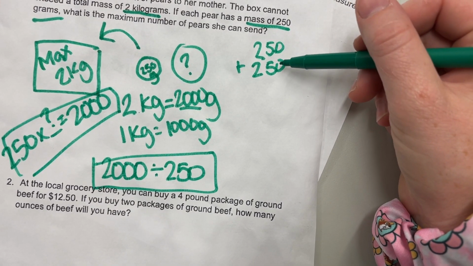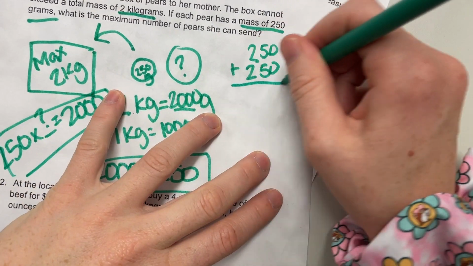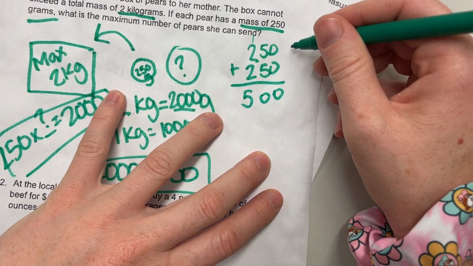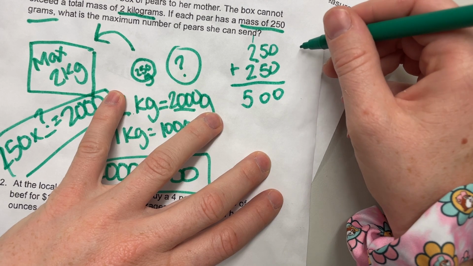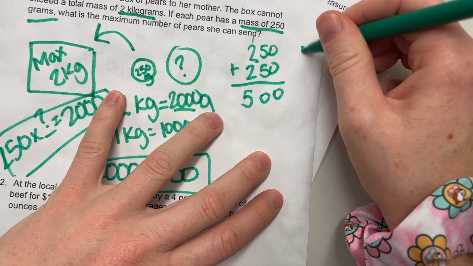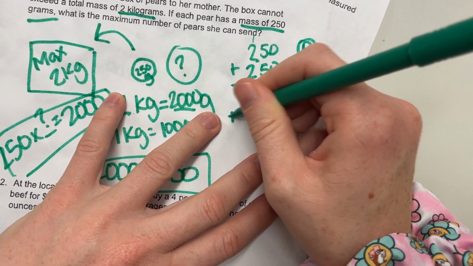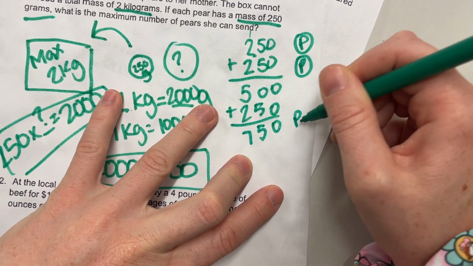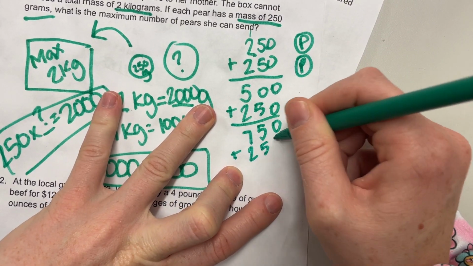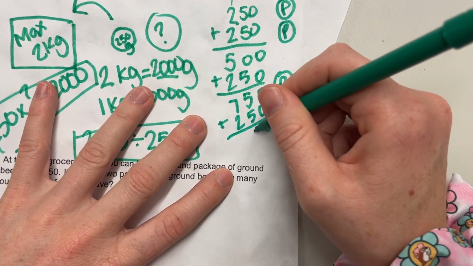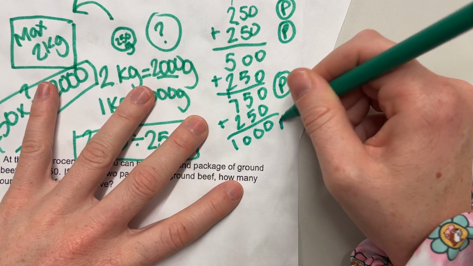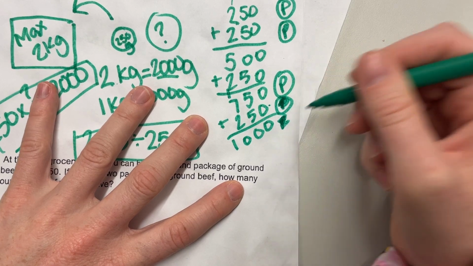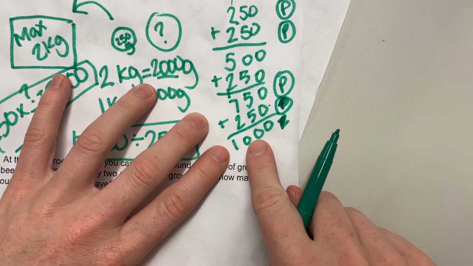So 250 plus 250 is 500. So each time you see the 250, that's gonna be 1 pear. So I'm gonna write a P for pear, another P for pear. Now I'm gonna add 250 again. I get 750, so I can keep adding. Now I'm at 1,000. I added the P right there. I didn't add one there yet. Okay, so far I've added 4 to get to 1,000.